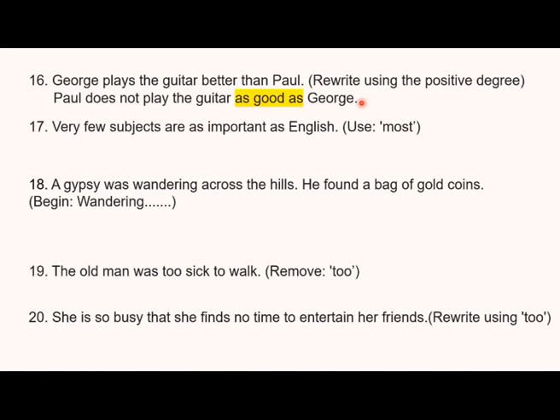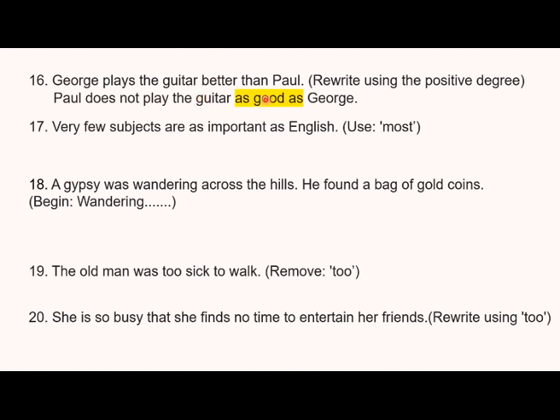Keep in mind one thing, when you're rewriting, your grammar should be correct. The rubric should be followed. That means you must do what has been told. It says positive, so you should use good. And the syntax should be correct. That means your words should be in the correct order and the meaning should not change. Okay. So George plays the guitar better than Paul. Paul does not play the guitar as good as George.